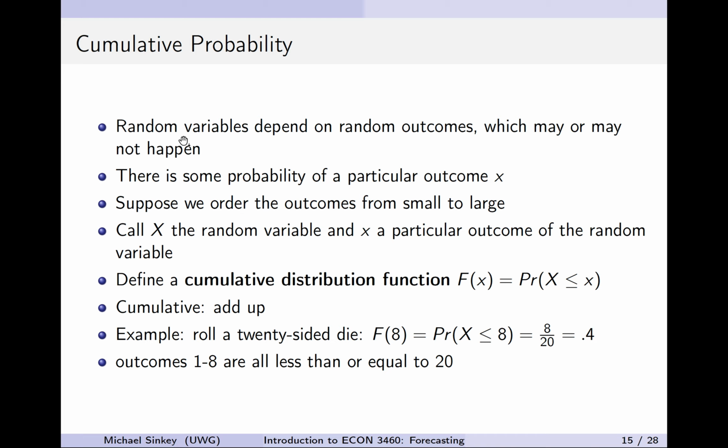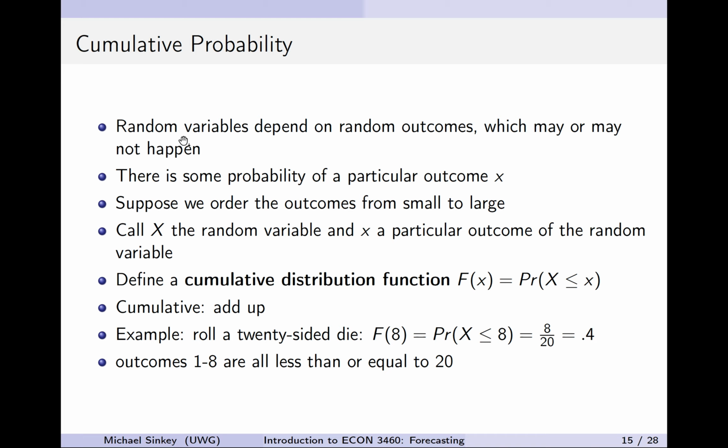When we analyze random variables, we have to think about what a random variable is. A random variable is numeric. Its value depends on random outcomes, which may or may not happen. There may or may not be equal probabilities of those outcomes, and we want to analyze those outcomes within the context of probability.